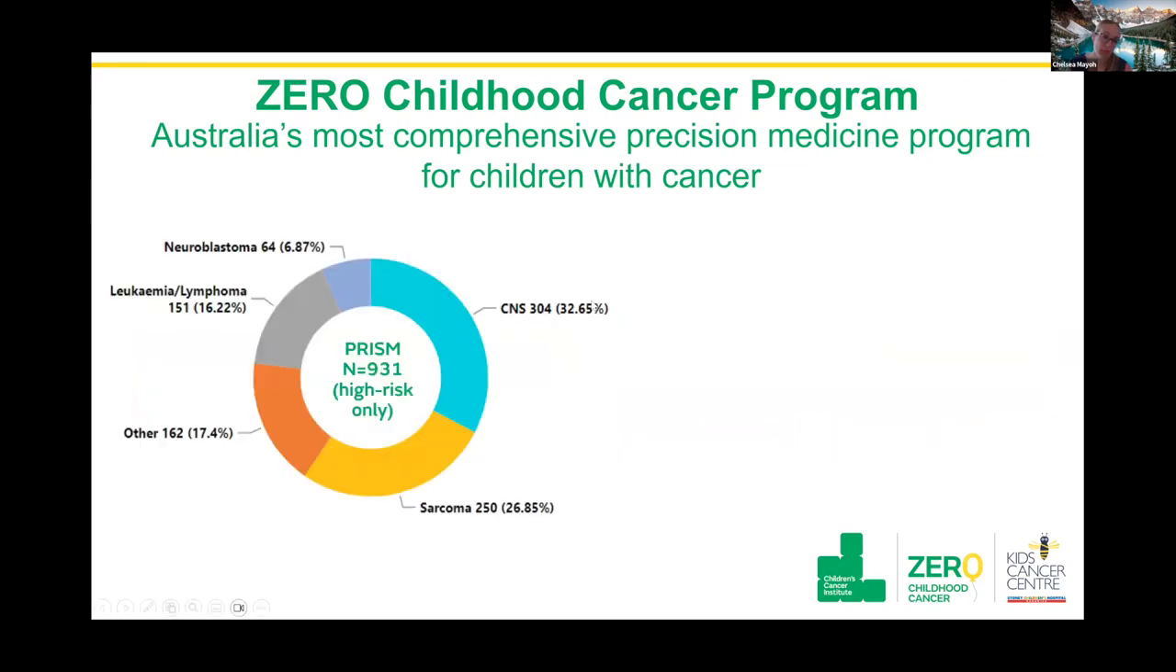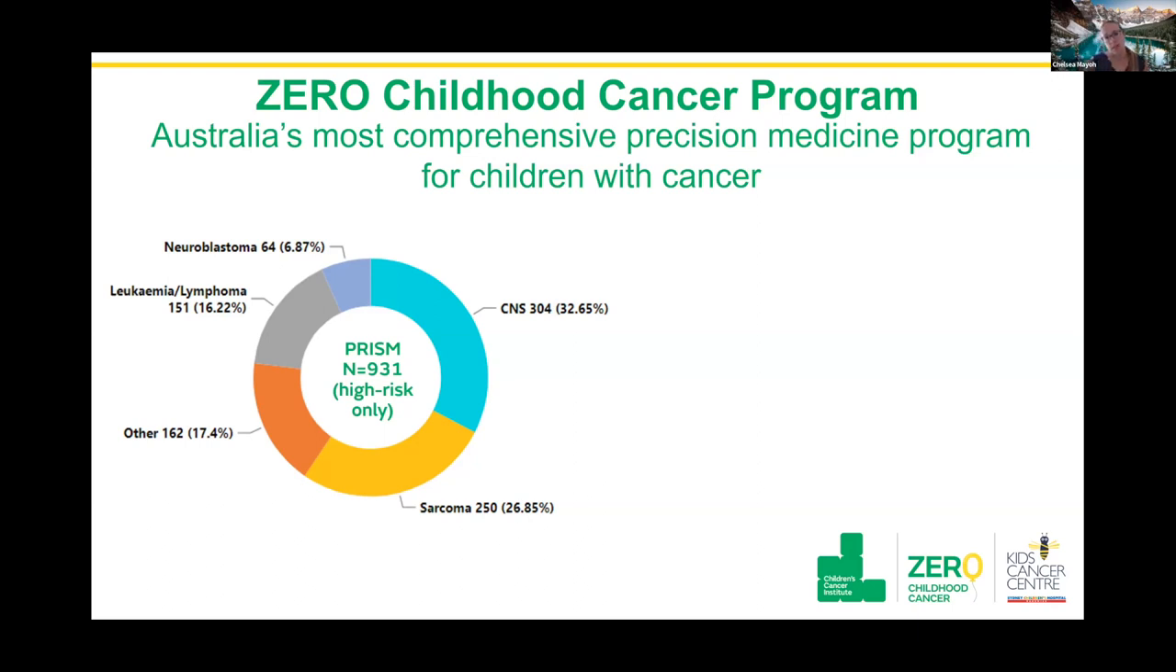To date, we've just finished closing our PRISM clinical trial, which looked at only the high-risk children in Australia. That was for children that had really high-risk disease, with less than 30% chance of survival. These are patients that either came to us at diagnosis, predominantly in brain tumors, where they really had no option and don't respond to any sort of treatment that is available. Or we get children predominantly with sarcomas, leukemias, lymphomas, or neuroblastoma, where they've had treatment before and it just hasn't worked or they've relapsed. They have no other treatment options available to them.